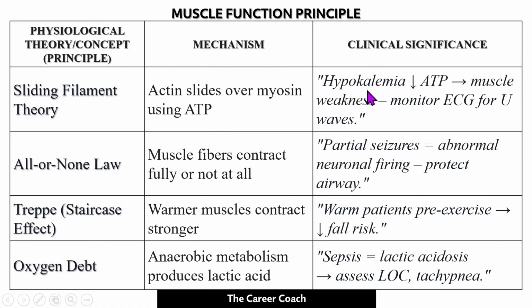It's relevant in hypokalemia. In hypokalemia, there is reduced ATP, so there is muscle weakness. There is therefore need to monitor ECG for U waves. So once you look at your ECG machine and there is a U wave, you just know that this could be reduction in ATP as a result of hypokalemia. There is another principle called the all or none law. The all or none law is applied in muscle fibers contracting fully or not at all.